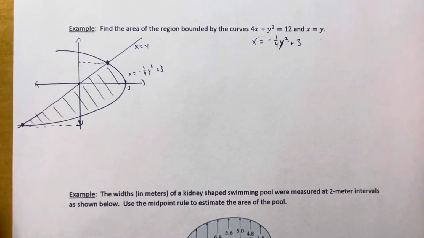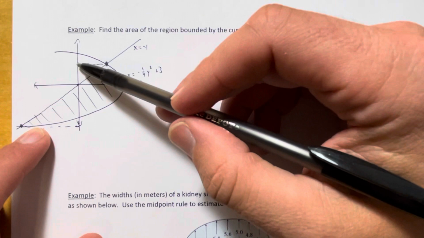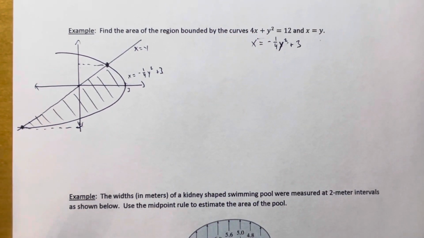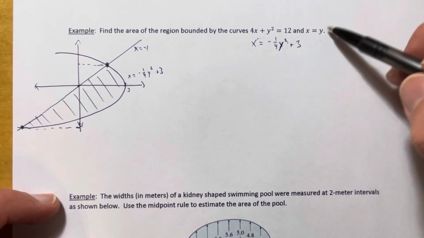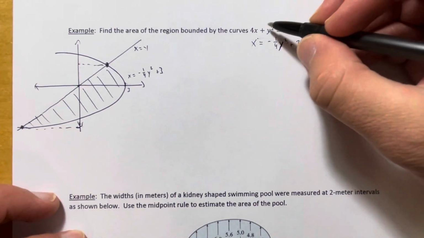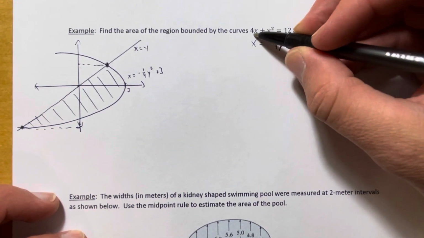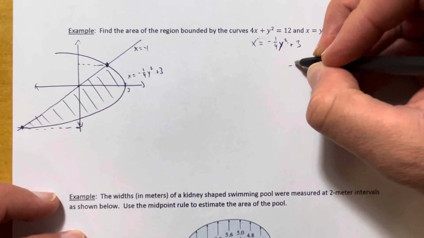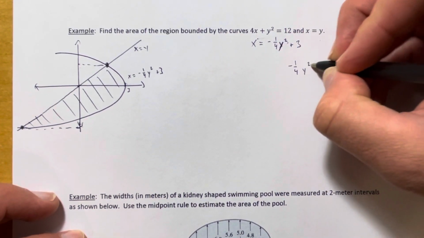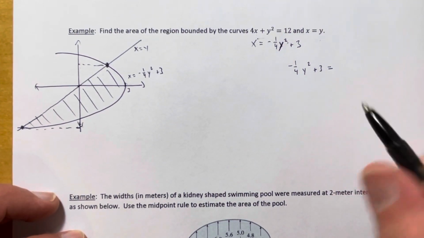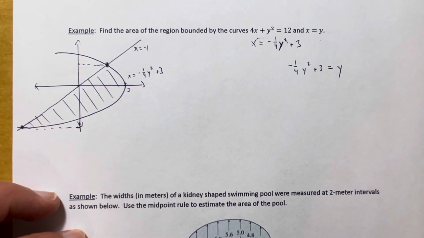Okay? So a couple of things we need to do before we can start to integrate. First thing is we should determine what the y values of these points of intersection are. And I can do that like I did previously. Set the two functions equal to each other and then solve for y. So once I have solved for x here, I got -1/4 y squared plus 3. So if I were to write -1/4 y squared plus 3 and set that equal to the other function, which is just y, I can solve this equation for y.